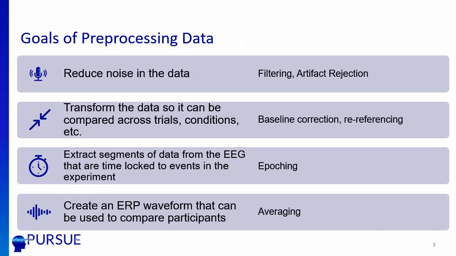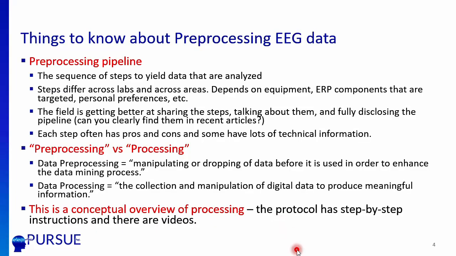So overall, the goals of pre-processing our data are to reduce the noise, and in particular, we're going to do some filtering and artifact rejection, which will accomplish that goal. We're going to transform the data so it can be compared across trials and conditions, and we'll be doing baseline correction, some re-referencing to do that. We're going to extract segments of the EEG data so that we can average them together. These are called epochs. And actually when we create the average, we're going to do the averaging process to create the ERP.